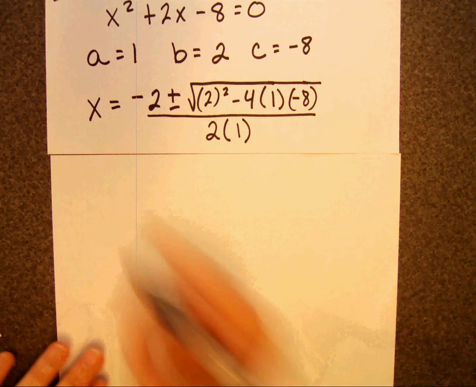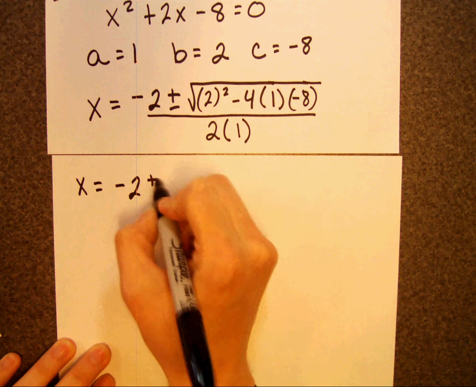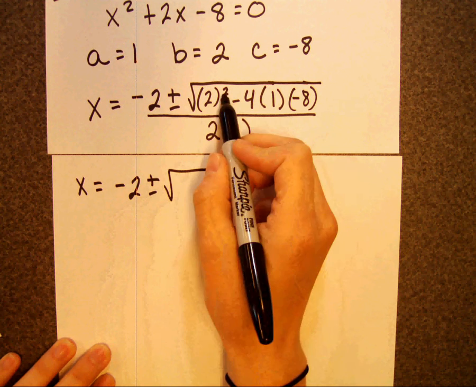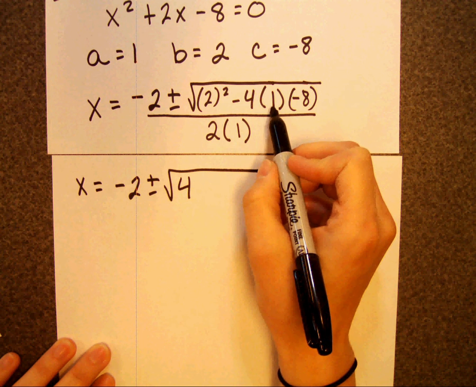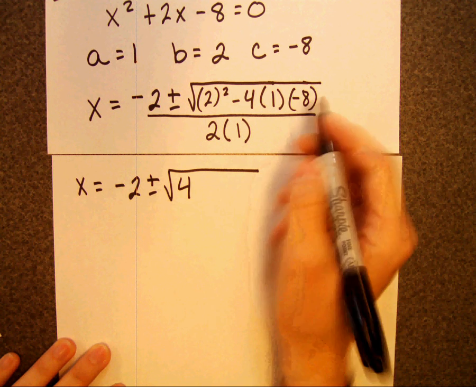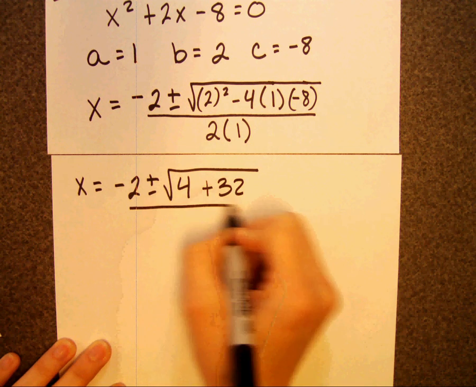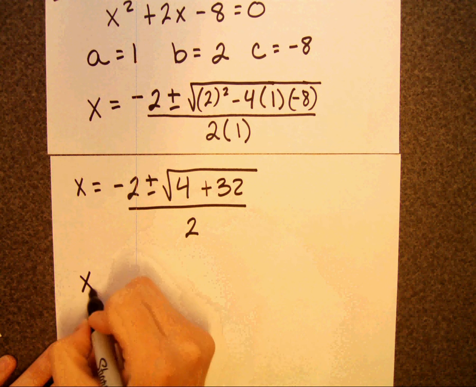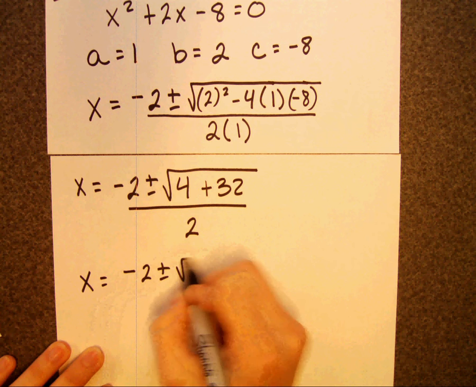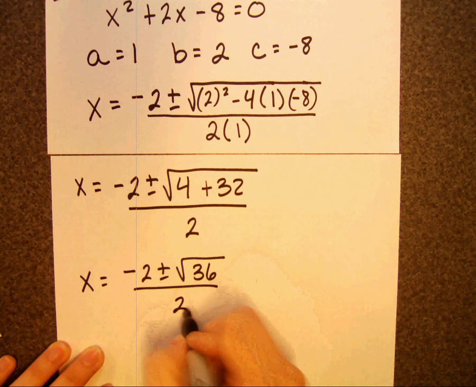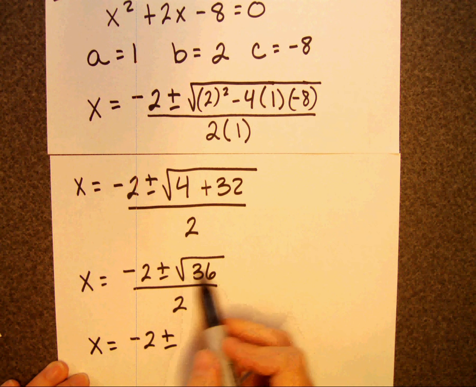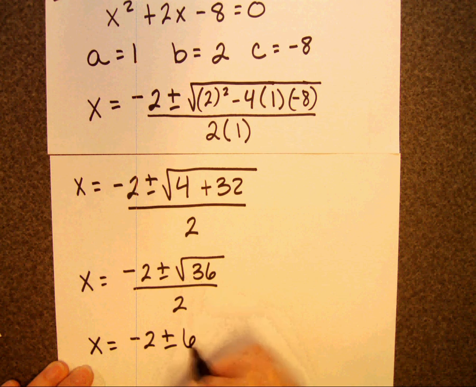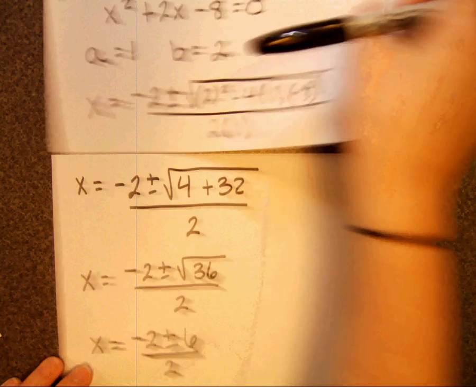And now I'm going to go through and simplify it. I'm just going to start by simplifying the square root. So I'm going to have x equals negative 2 plus or minus the square root of 2 squared, which is 4. And then I have negative 4 times 1, which is negative 4, times negative 8. Negative 4 times negative 8 gives me positive 32. So I get x equals negative 2 plus or minus the square root of 36, all divided by 2. This is a perfect square, and I know it's 6, over 2.